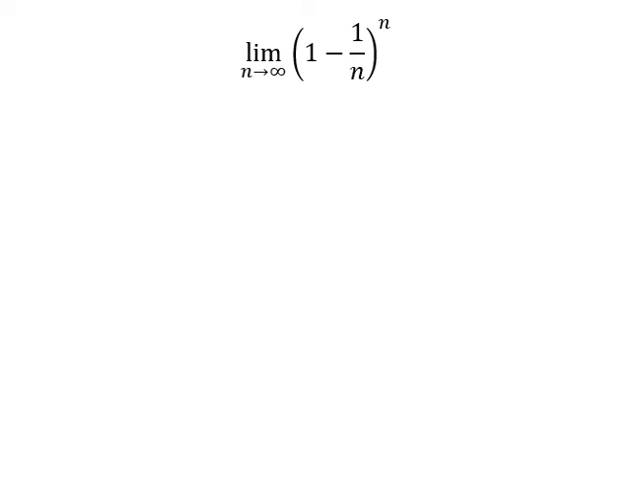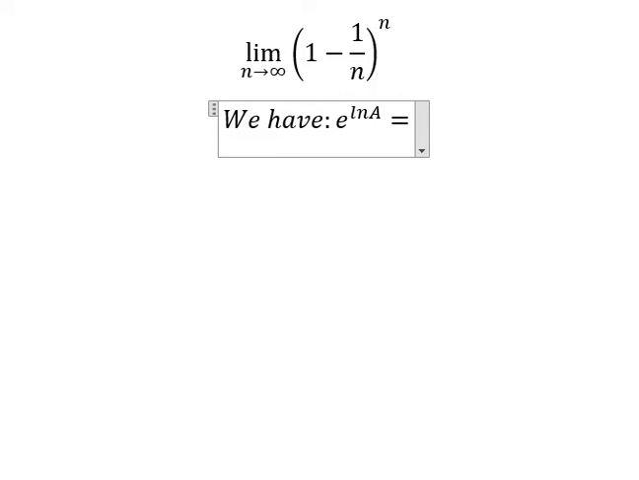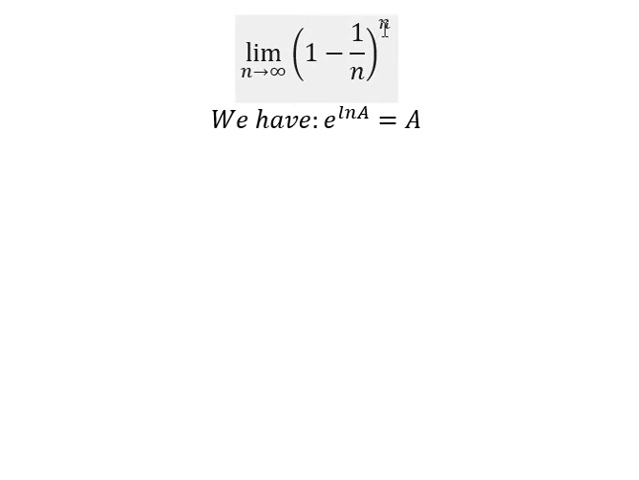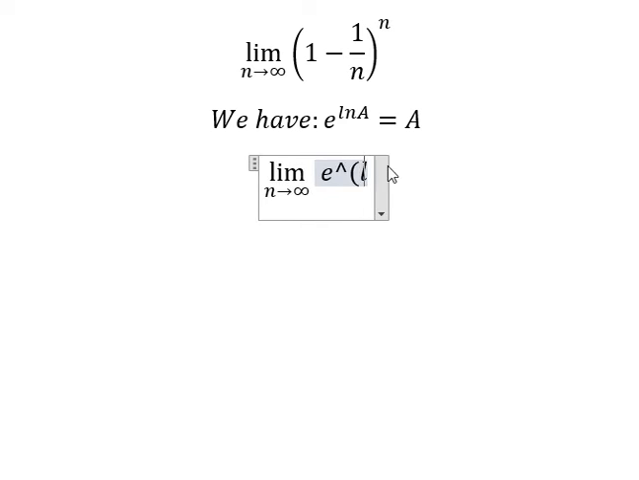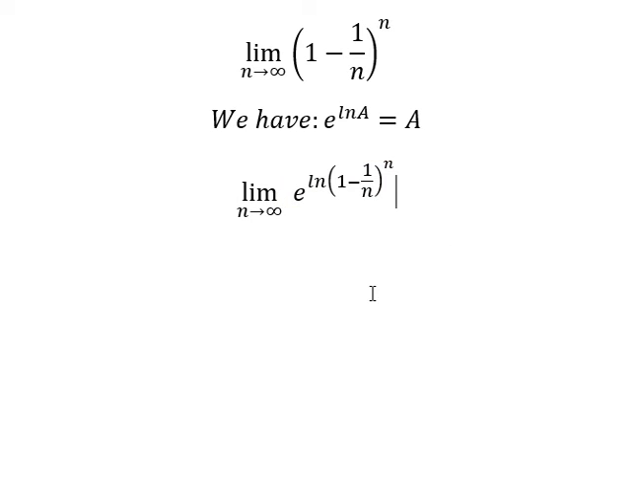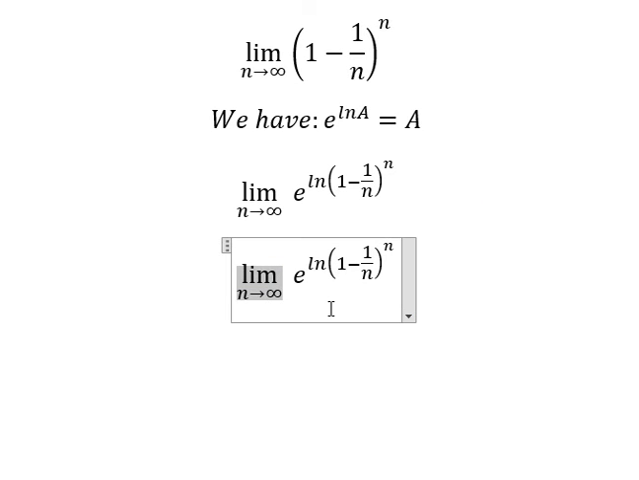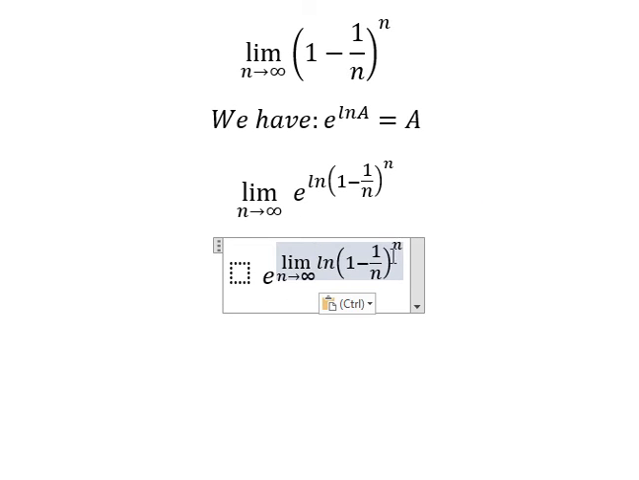We have the formula in here. e to the power of ln A equals capital A. So capital A, that is about this one. Now we need to transform this one into this one. Next, we can put the limit goal here. So we can concentrate this one on it.